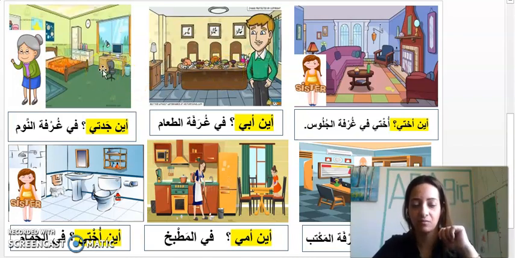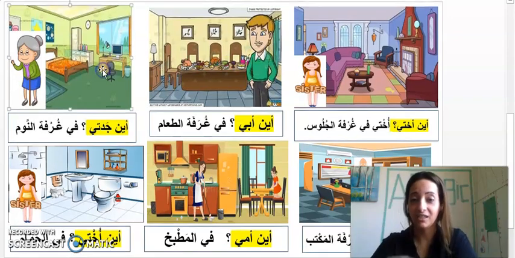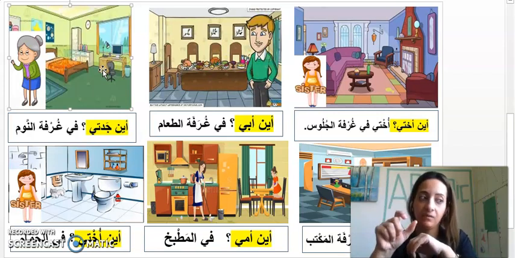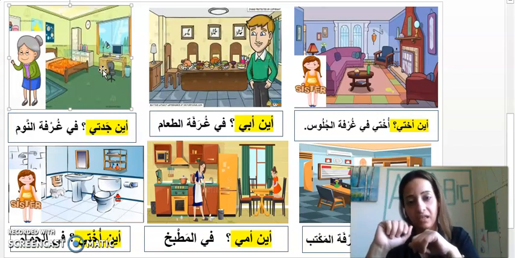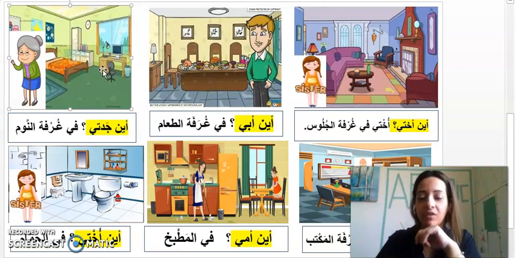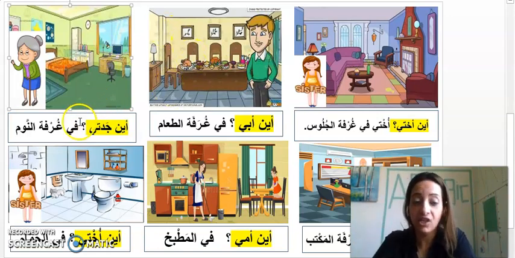Now try to answer with me. أين جدتي؟ Think what's the answer? أحسنت. في غرفة النوم. So أين, when I ask a question using أين, that means I'm gonna use في in the beginning of the answer. أين جدتي؟ Where is my grandma? في غرفة النوم.